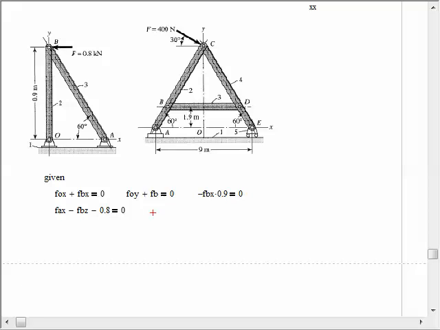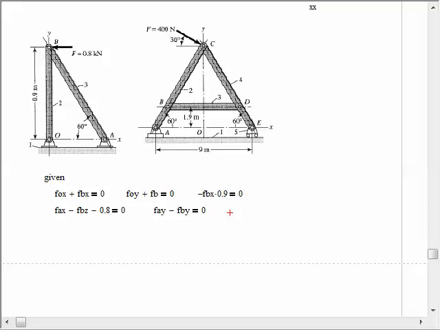Sum of forces in the Y would be FAY minus FBY equals 0, because this force has no Y component to it. And then I'm going to sum moments about point A, and the X force and the F force, both pointing in the negative direction, will contribute a moment.